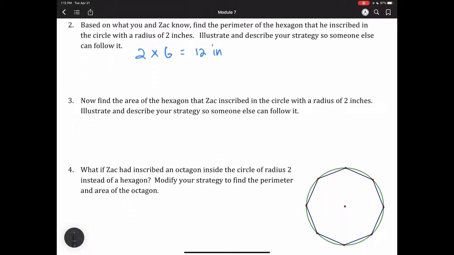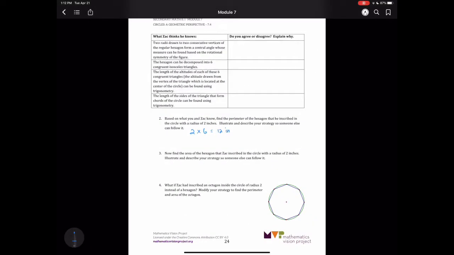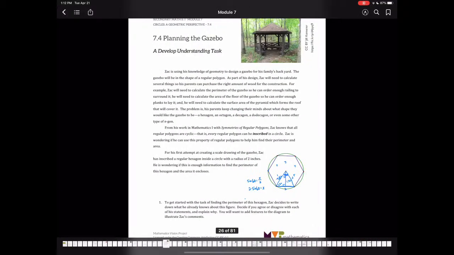Good. Now we need to, number 3, find the area of the hexagon that Zach inscribed in the circle with a radius of 2 inches. And you can illustrate and describe your strategy so someone else can follow it as well. So finding the area, let's think. We don't really have a formula for the area of a hexagon, right? So what we're going to need to do is break it into smaller chunks.